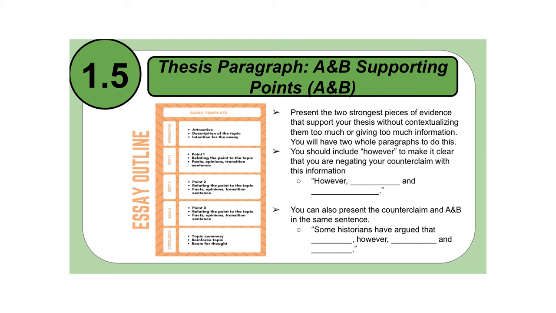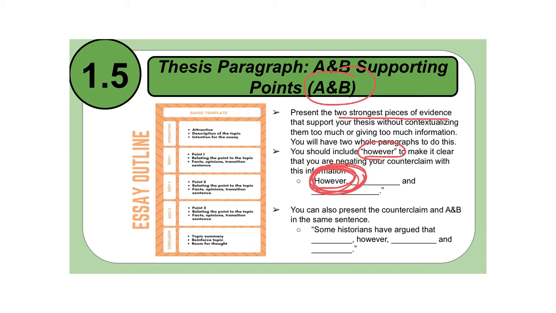So here we are to points A and B, which are your supporting points. Now you're going to present the two strongest pieces of evidence that support your thesis, again without contextualizing it, because you have two body paragraphs that are devoted to doing that. You should include, however, to make it clear that you are negating your counterclaim with this information. This word here is very, very important. I cannot tell you. That's why I'm circling it constantly.